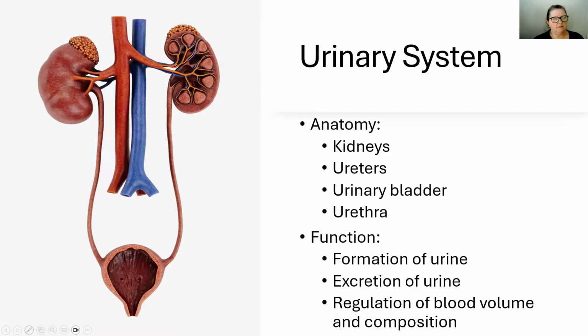The urinary system consists of kidneys, ureters. So you've got kidneys, ureters. That's what comes out of the kidneys here. The urinary bladder, and then the urethra. And on a male, this is longer. On a female, it's shorter. It functions to form urine, excrete urine, and therefore, in doing that, regulate the blood volume and composition in our bodies. Because blood is primarily made up of water.